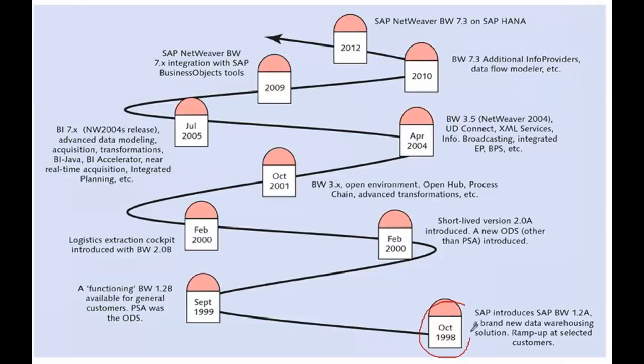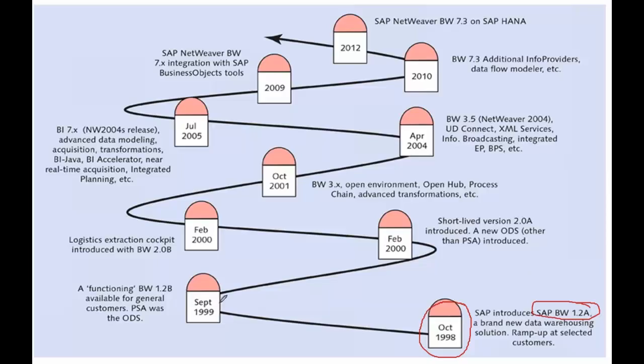BW started in 1998. It was introduced only for a few customers. It was not open to the public, so it was not available for all customers to purchase. SAP introduced the first version, called BW 1.2a. They used to call it the first BW. BW stands for Business Information Warehouse. It was available only for testing purposes for a few people.